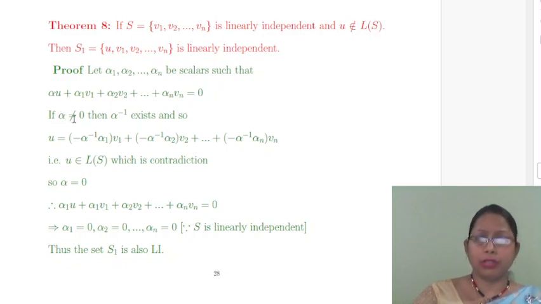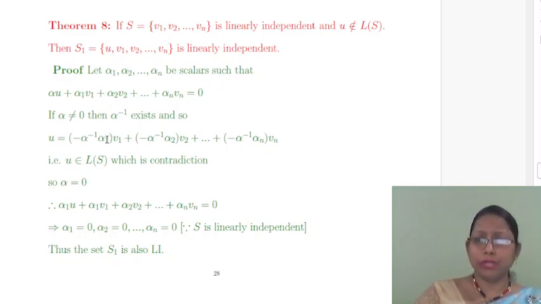If alpha is not equal to 0, then alpha inverse exists, as alpha is a field element. So this equation can be written in this form. With the help of calculation, I can write this equation in this form. So u belongs to the linear span, as this is a field element. So alpha is a field element, and the field is closed under multiplication.